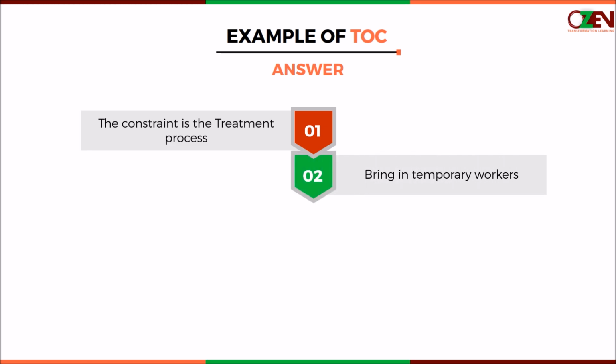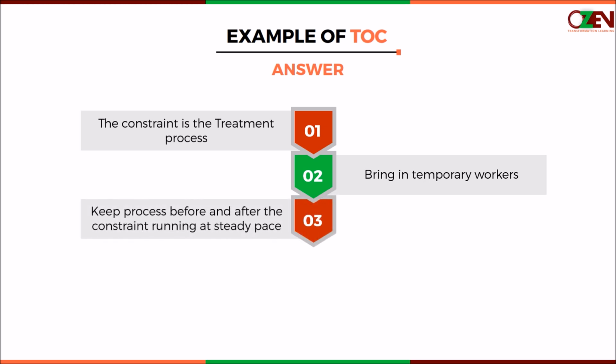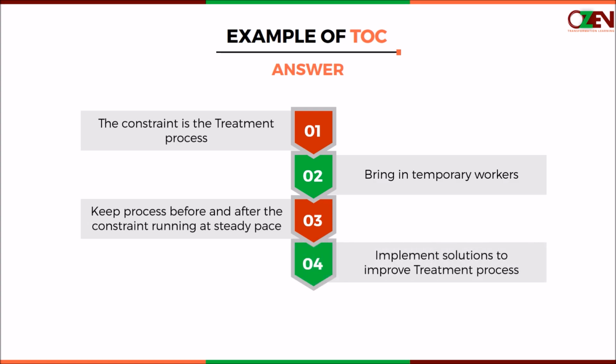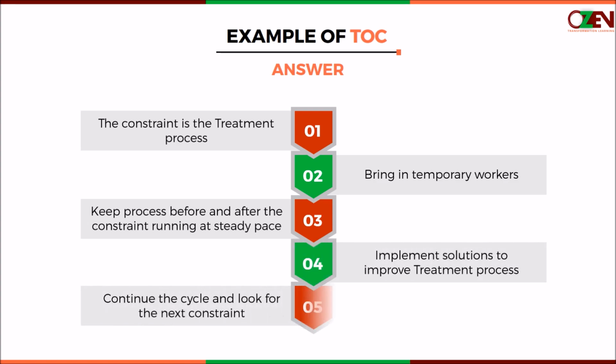To subordinate everything to the constraint, it is necessary to keep the process before and after the constraint running at a steady pace. Since the constraint is not eliminated, solutions to improve the treatment process are considered and implemented. It is important to continue the cycle and look for the next constraint. The theory of constraints method can work with lean, but is different from lean. Remember that theory of constraints is focused on throughput, while lean is focused on waste.